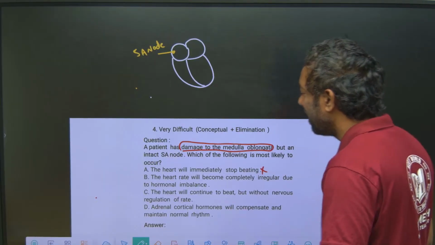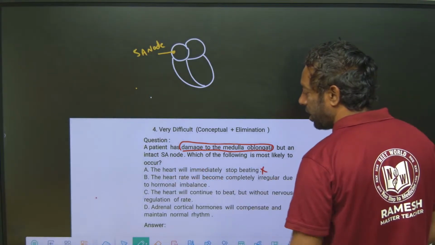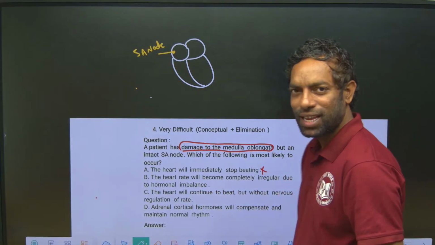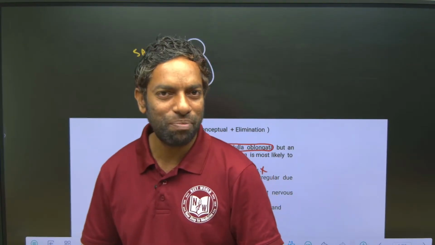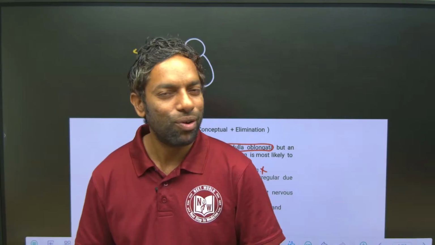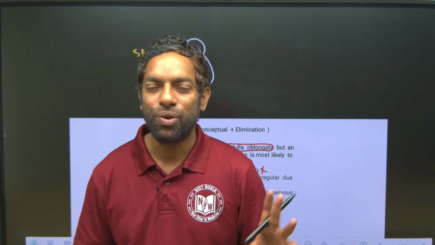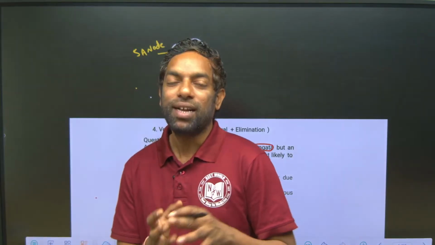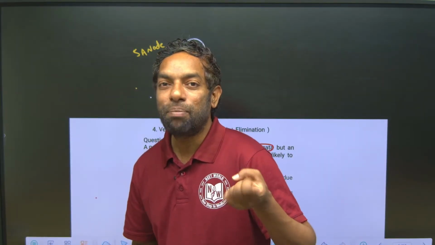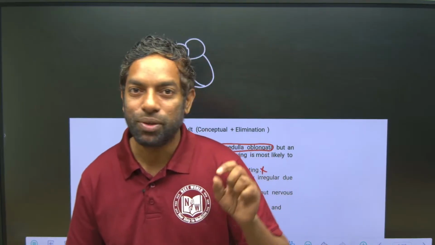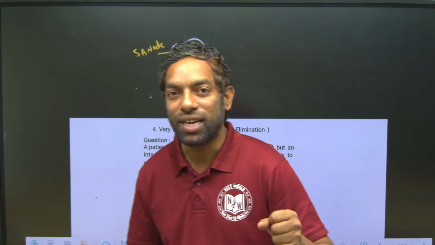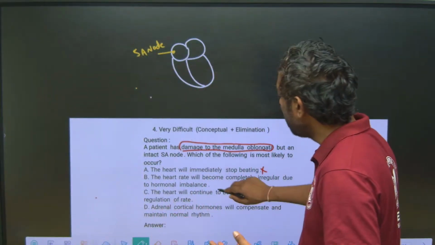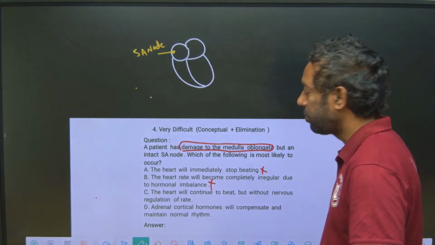Yeah, and option B: the heart rate will become completely irregular due to hormonal imbalance. If your hormones are imbalanced, will your heart stop, or will your heart rate increase? No, not at all. Hormones are chemical messengers. They do not control the myocardium. The heart is a mechanical blood pump, and it is myogenic, so it cannot be regulated by hormones. So this can be a wrong option.